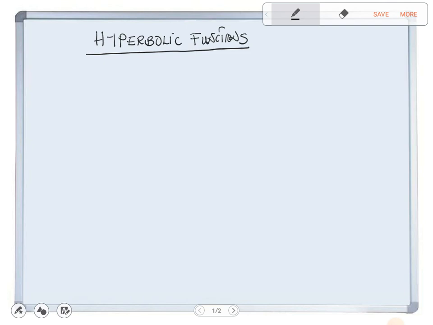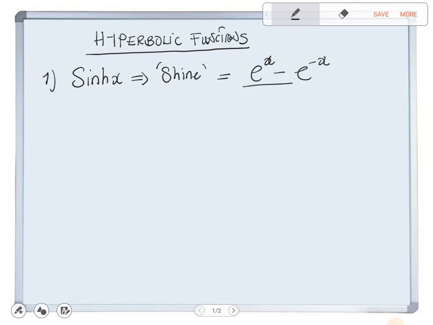All right, so the first one is sinh. You pronounce this one as "shine". So sinh x in this case is just equal to e to the power x minus e to the power negative x over 2. That is sinh x.